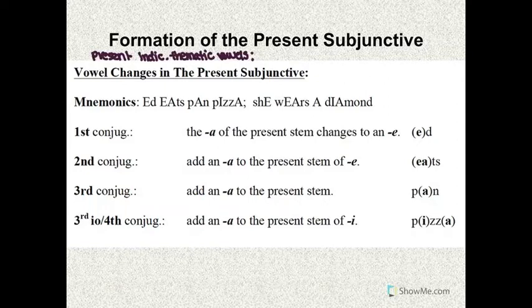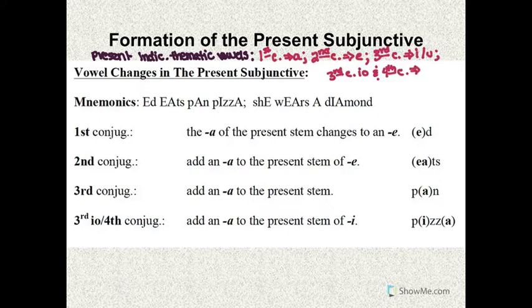Okay, for the first conjugation, we have an A. For the second conjugation, our present indicative thematic vowel is E. For the third conjugation, our present indicative thematic vowel is I, and we see U for the third person plural. And for the third conjugation IO verbs, as well as for the fourth conjugation, our thematic vowel in the present indicative is I, or IU for the third person plural.